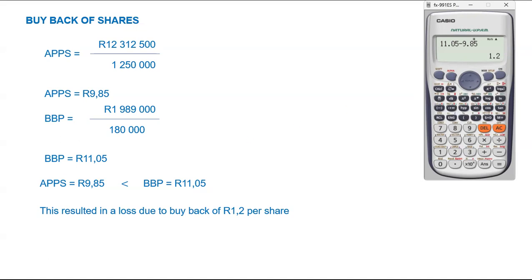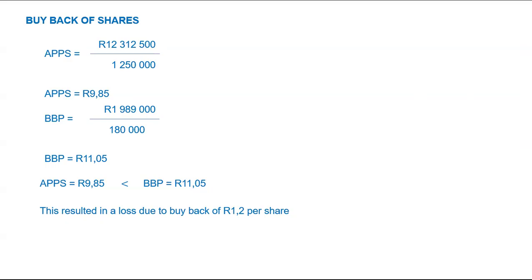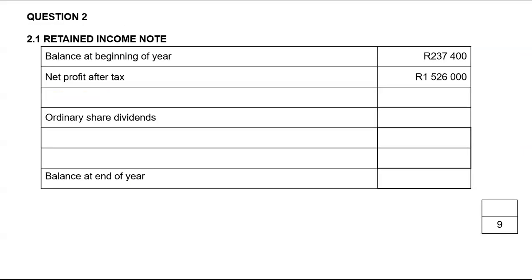Once I've done that, what I'm going to do is go to my retained income, because that's where this belongs, right? When I get to my retained income, I'm going to say loss due to buying back, and I will take 180,000 shares and just multiply them by that 1 rand. It was 1 rand what? It was 1 rand 20.